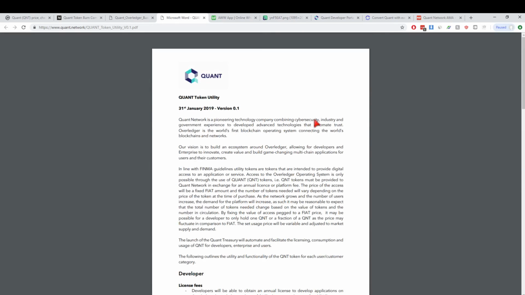I hope that's a pretty good explanation of the Quant token and its utility and how it plays into the network. If you have any questions, let me know.